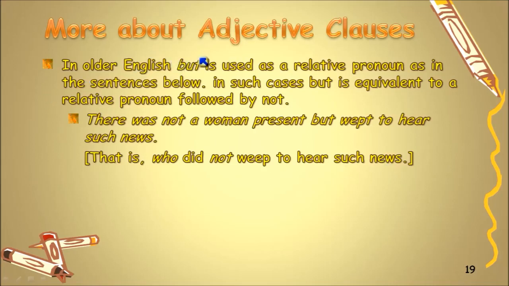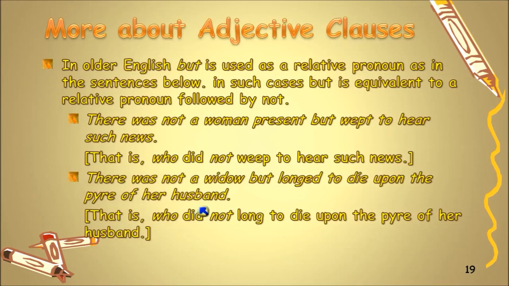So here but is used as a relative pronoun, and the result is not a compound sentence or a coordinate clause, rather a subordinate clause and complex sentence. So I hope you have found just the opposite of what we have discussed in our previous slides. Now there's another sentence.